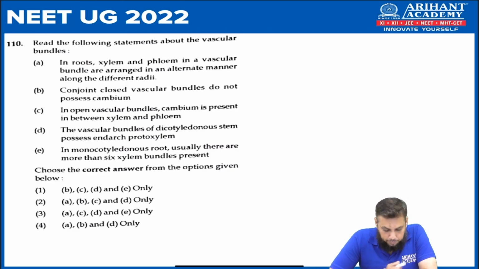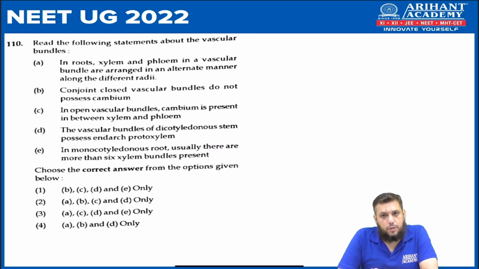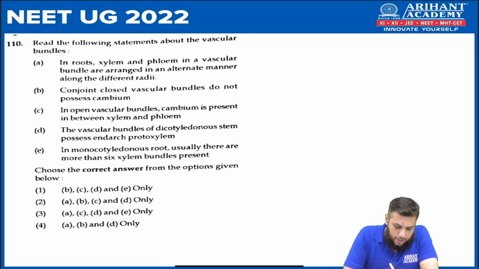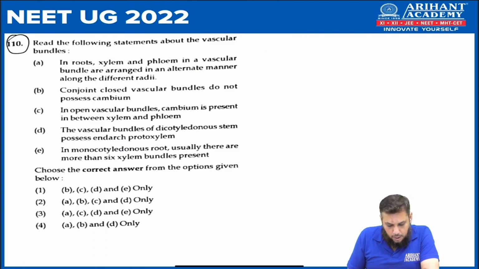Second option, B. Conjoined closed vascular bundles do not possess cambium. It's a closed vascular bundle that will not show secondary growth, so definitely cambium is going to be absent. In open vascular bundles, cambium is present in between xylem and phloem. Yes, that will help in secondary growth. The vascular bundles of dicot stem possesses endarch protoxylem. That is also true. In monocot root, usually there are more than 6 xylem bundles present. Yes, because it has a polyarch condition. So this is a very ambiguous question. Okay, so we are going to consider this to be an ambiguous question 110, where all the options given are correct.